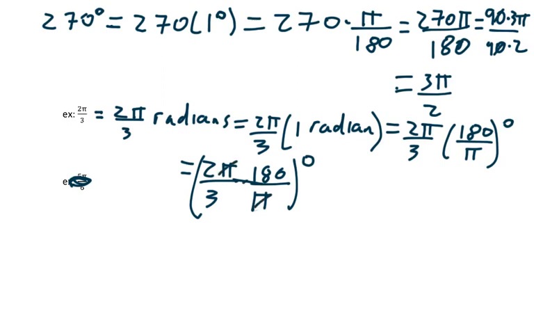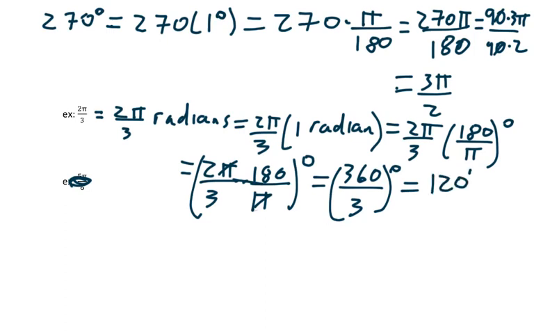For instance, the pi's cancel. 2 times 180 over 3, that's 360 over 3. And this is again in degrees. Well, 360 over 3 turns out to be 120. So we have 120 degrees.